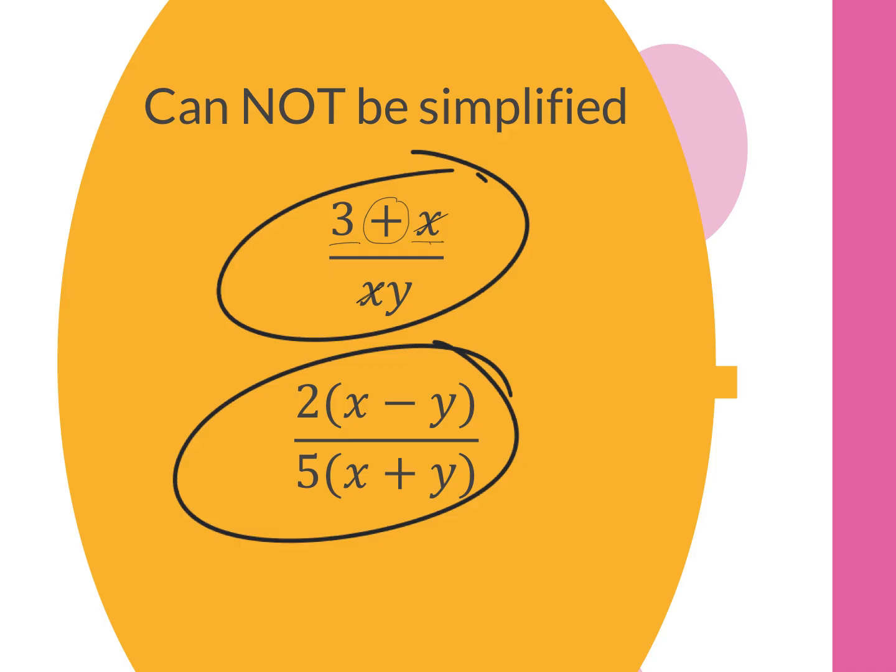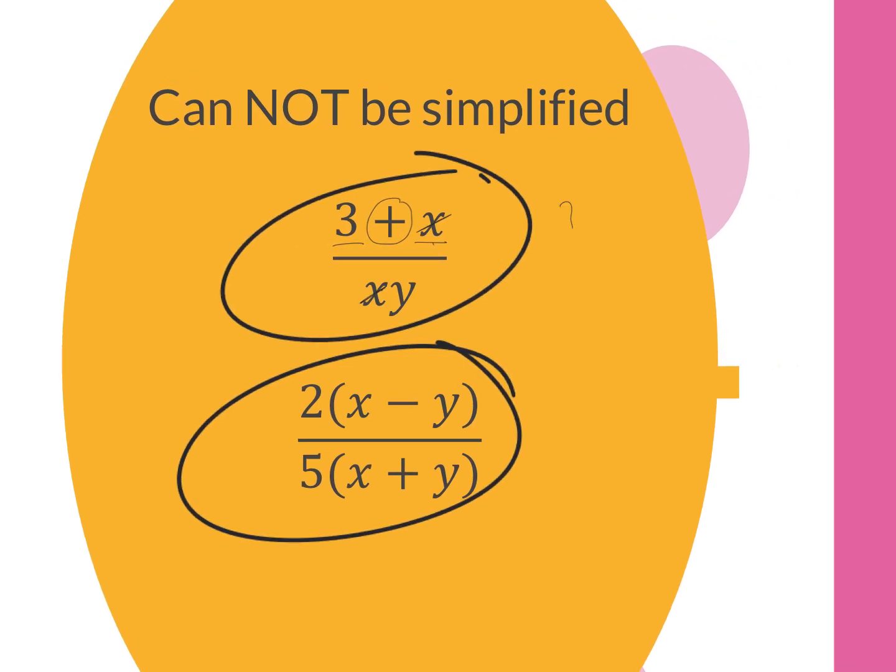Let's say it was something like 3x over xy, right? Something like 3x over xy, these x's now can be canceled out because they're factors. So you can only cancel out factors but not terms, right? Remember, a term is anything separated by a plus or a minus, right? So 3 and x are terms here, all right? But x, y down here, these are factors because they're being multiplied.